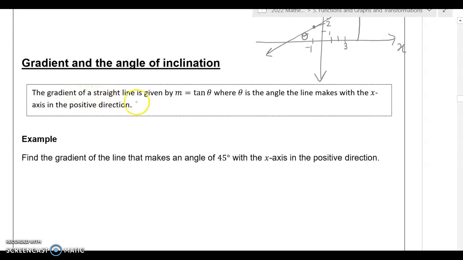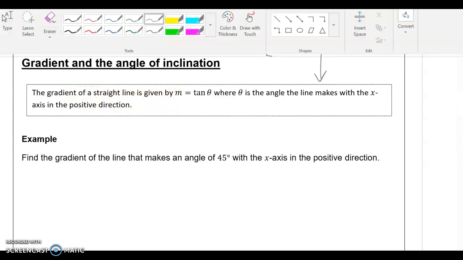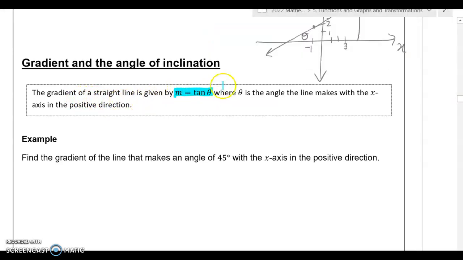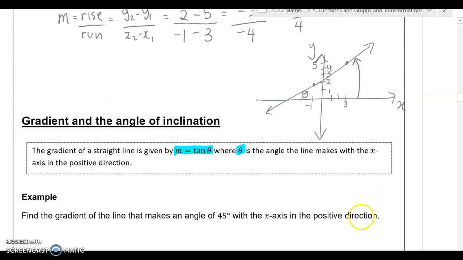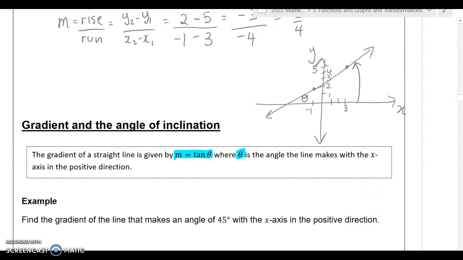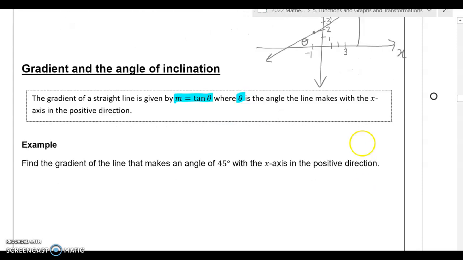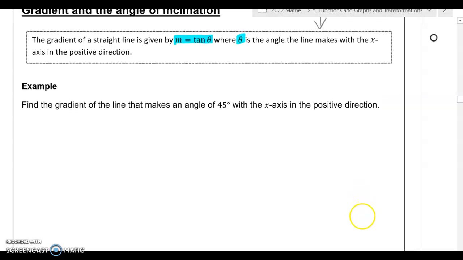The gradient of a straight line is given by m equals tan theta, where theta is the angle that the line makes with the x-axis in the positive direction. So it's kind of like back into the trigonometry topic, where we were looking at our All Stations to Central, and we're just seeing how far that line has moved up in the positive direction. So it's how far it moves up when we're moving anti-clockwise. So let's have a look at the question.